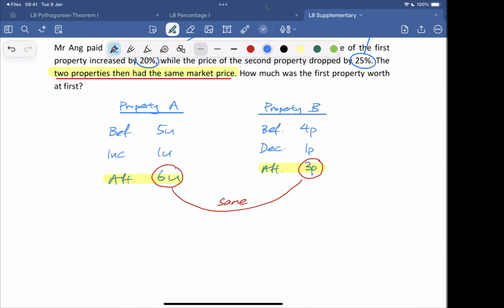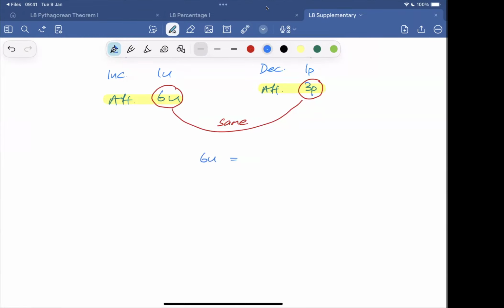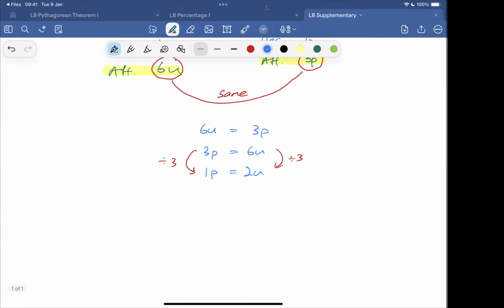Penelope, can you see 6 units is equal to 3 parts? You understand? Yes, 6 units equal to 3 parts. So that means 3 parts is equal to 6 units. Same thing, right? Can you tell me what is 1 part? 1 part is how many units? You divide by how much? One part is equal to 6 divided by 3. Yes, 2 units. Correct. So 1 part is 2 units.